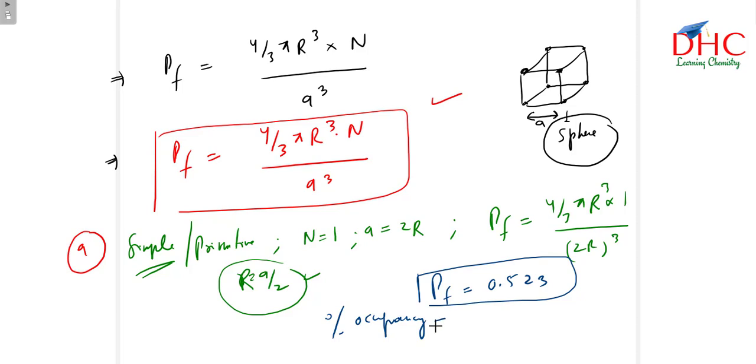So what is the percentage occupancy? That is 0.523 multiply 100. That gives you 52.3%. So 52.3% is occupied in case of simple cubic packing.